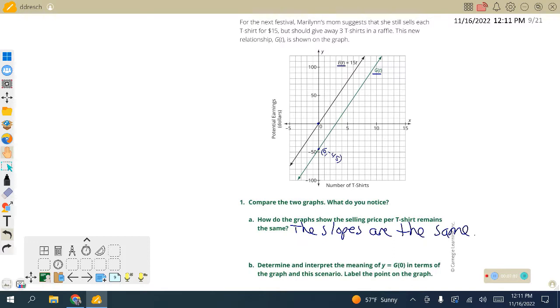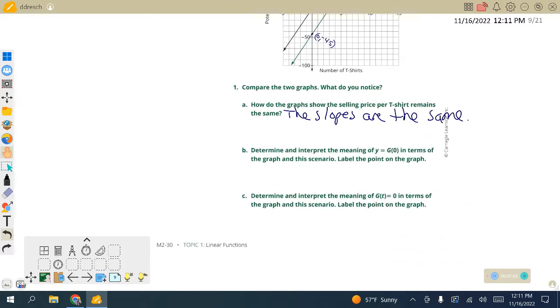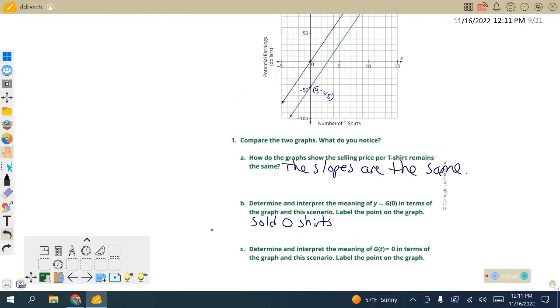Okay? Now what does that mean again when we are starting off at 0? How much money did we lose? Sold 0 because that 0 there. 0 shirts. And do we make any money here? No, how much are we in the hole? How much we said we were in the hole? $45, right?